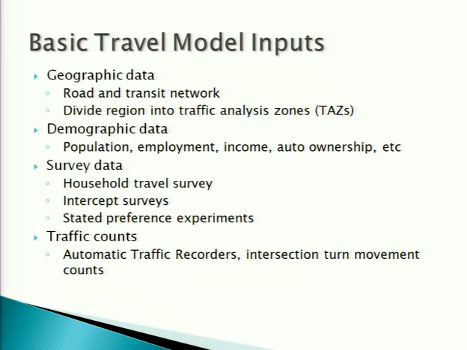And then we have travelers and the information about them, the demographics. One thing we're going to need also is survey data. So we've got all these people, right? And we have a travel network, but we don't know how they use it.